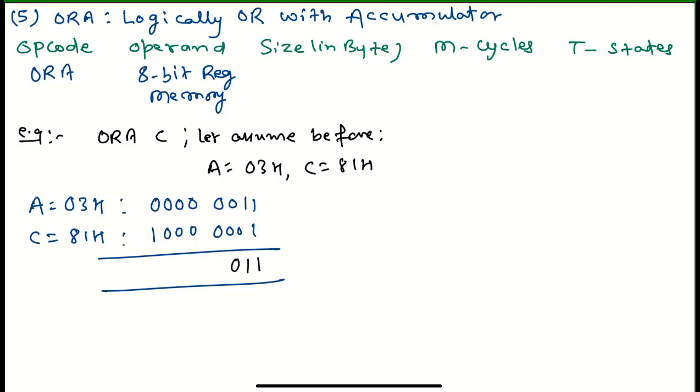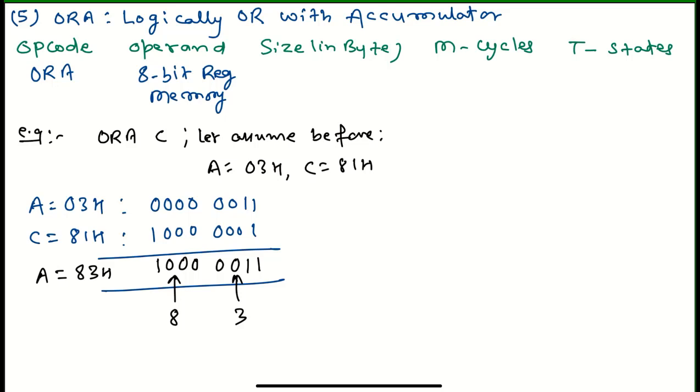From the fourth stage, both inputs are 0, so the output will be 0. Similarly, from the fifth stage, the output will be 0. From the sixth stage, 0. From the seventh stage, 0. From the eighth stage, 0 ORing with 1, the output will be 1. So the hex equivalent will be 8 and this will be 3. This result will be stored after execution of this instruction, into the accumulator itself. So this accumulator content will be 83H.